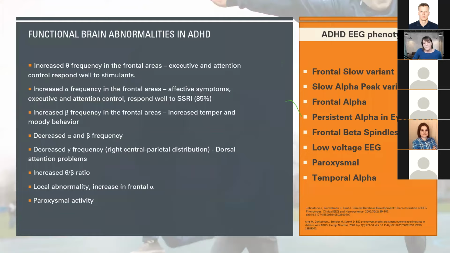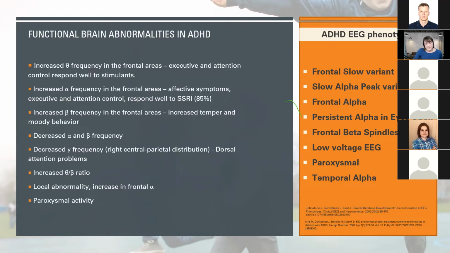What type of brain abnormalities are generally found in EEG studies? In EEG, usually increased theta frequency is found in the frontal area. It means that there are some executive and attention control problems, and this type of people usually respond well to stimulants. There is also an ADHD type that has increased alpha frequency in the frontal areas. They have affective symptoms, also executive and attention control problems, and they may respond well to some antidepressant.